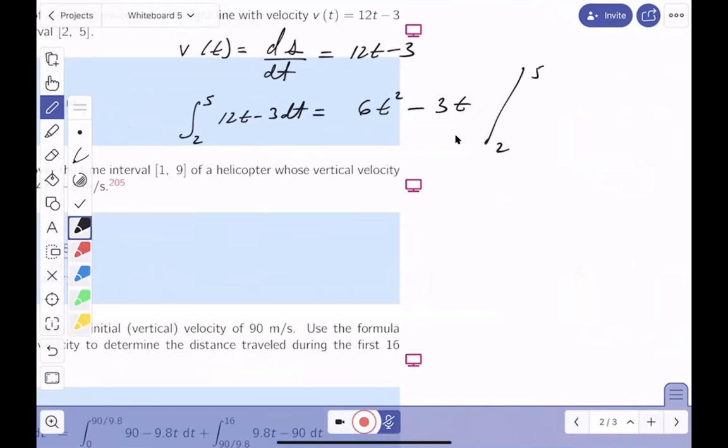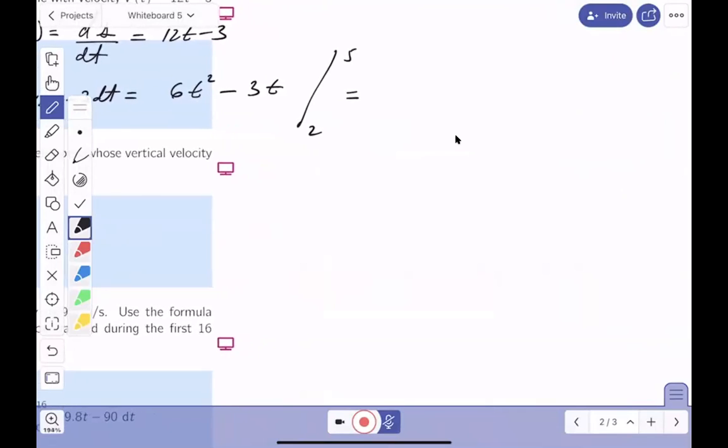All right, I'll do this a different way too for the students who want to see it done differently. So let's see, 6 times 25, that's going to be 150 minus 15. That's the upper limit. Minus, let's do the lower limit, 24 minus 6. 150 minus 15, that would be 135, right? Minus 18, right? Let's see what we get there.